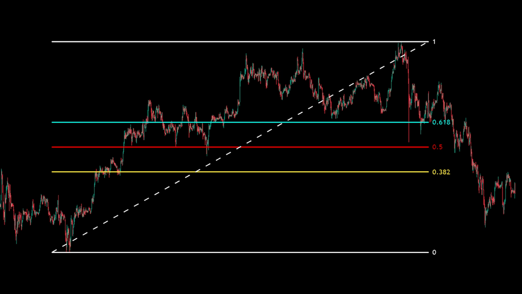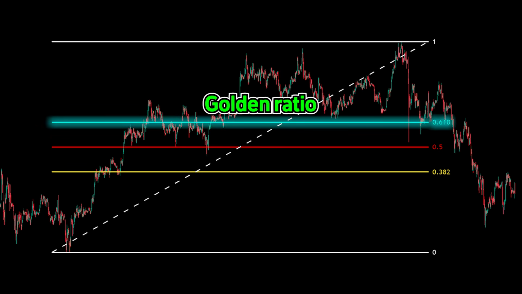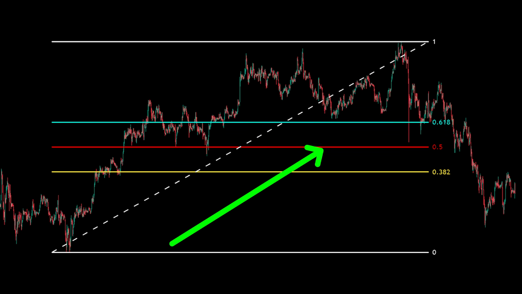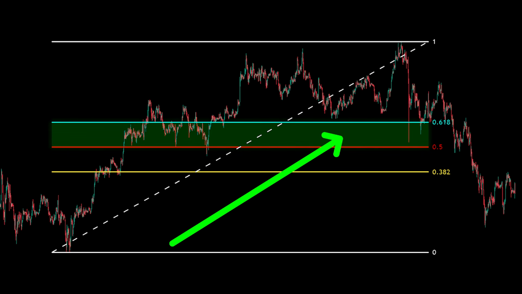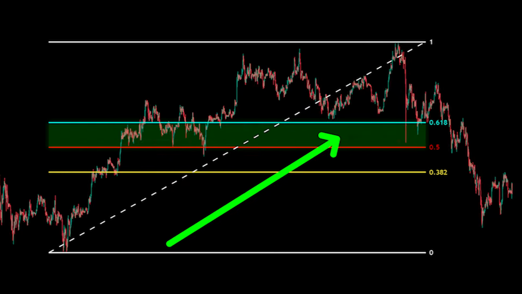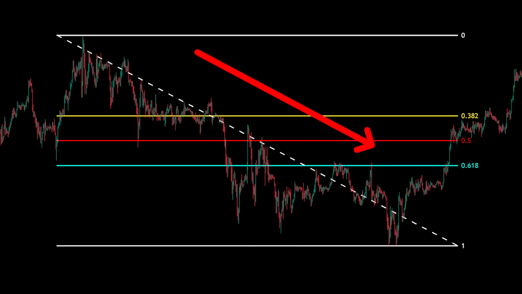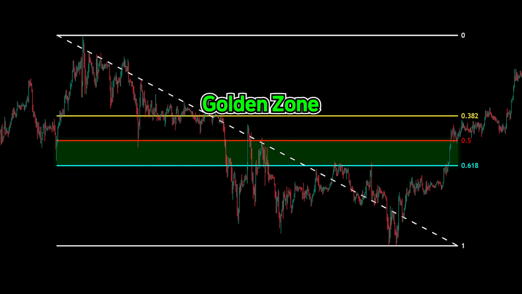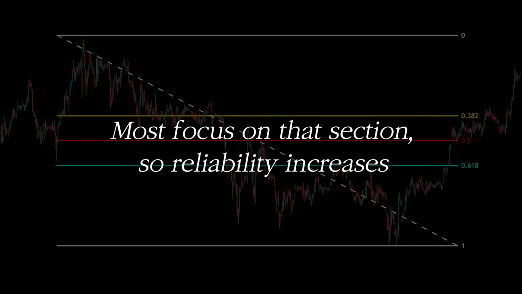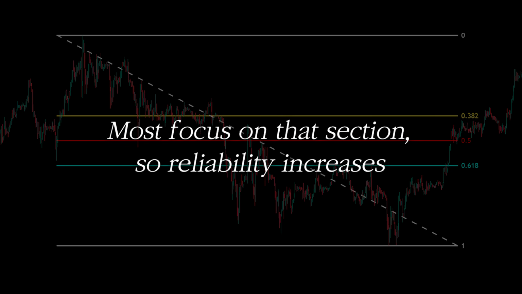Now, let's talk about the golden zone. 0.618 is the golden ratio, the level that traders around the world watch most closely. In an uptrend, price is most likely to find support and bounce from the 0.5 to 0.618 zone. In a downtrend, that same 0.5 to 0.618 zone is where price is most likely to face resistance and resume its drop. This zone is called the golden zone because so many traders are specifically waiting for price to reach this zone. Buying or selling pressure naturally clusters here, which makes the signals even more reliable.